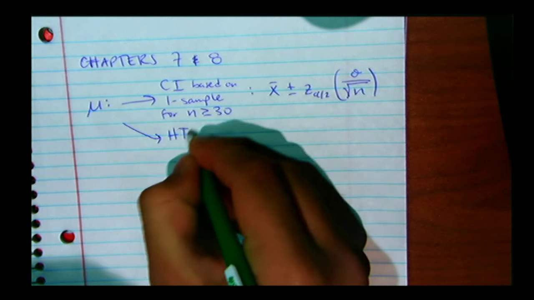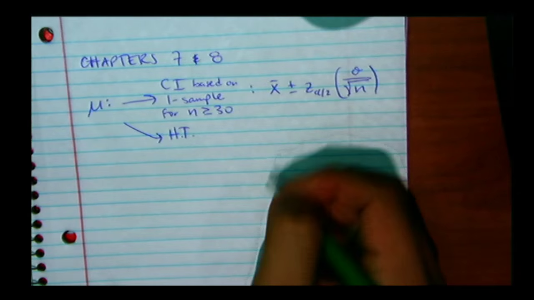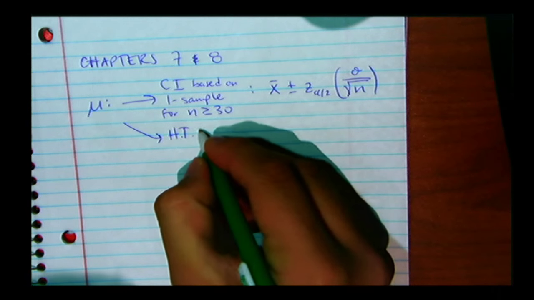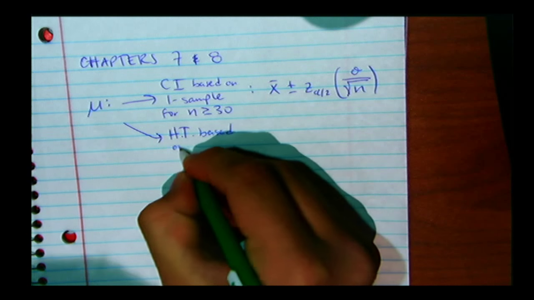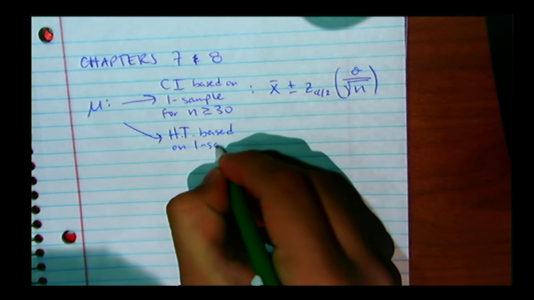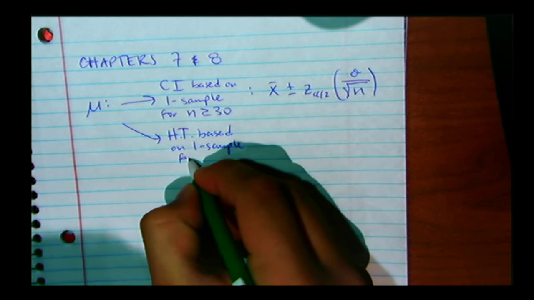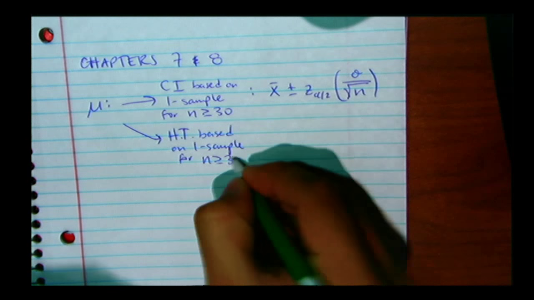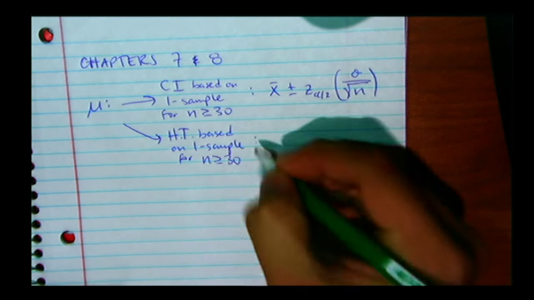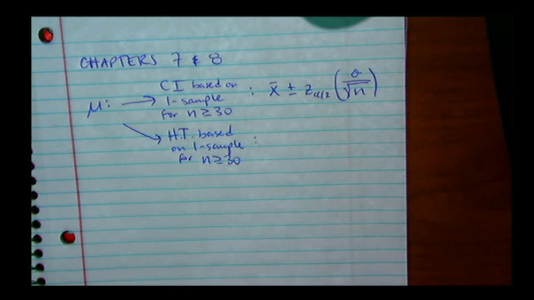A hypothesis test, HT, I'm abbreviating it, again based on one sample for n greater than or equal to 30. Your H0, your HA are going to be what we've seen before. We'll get little details in a minute. The main difference is your test statistic step, where the equation is going to be z equal to x bar minus mu over sigma divided by the square root of n.